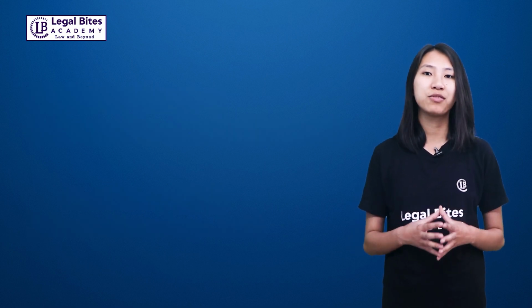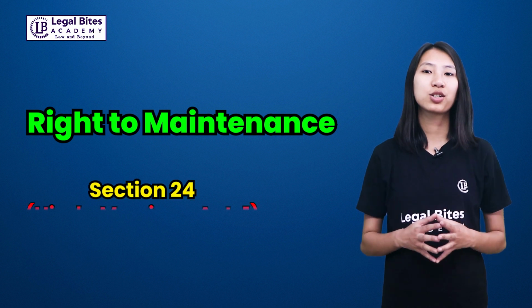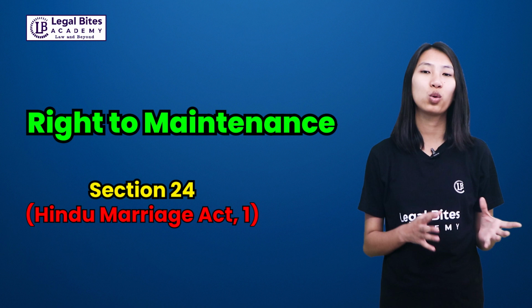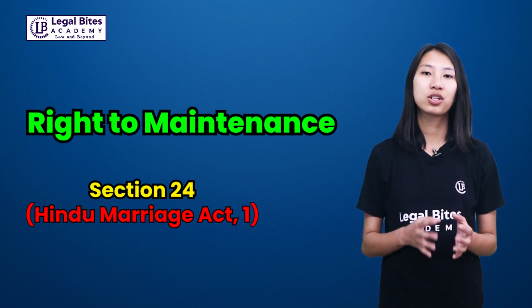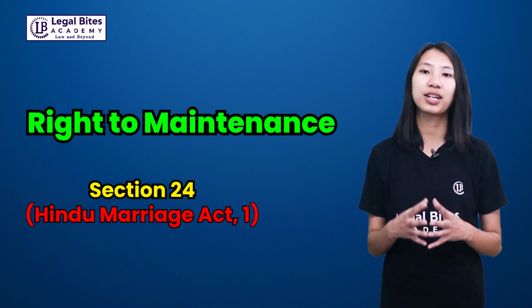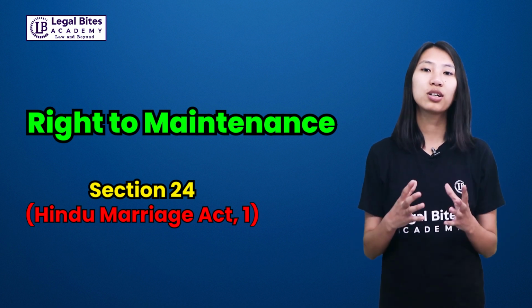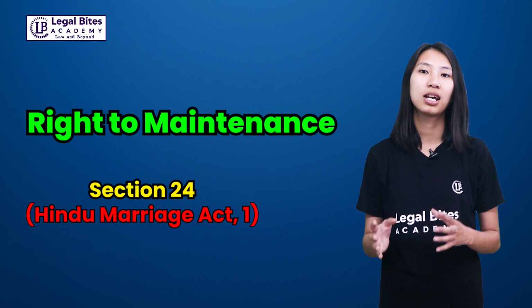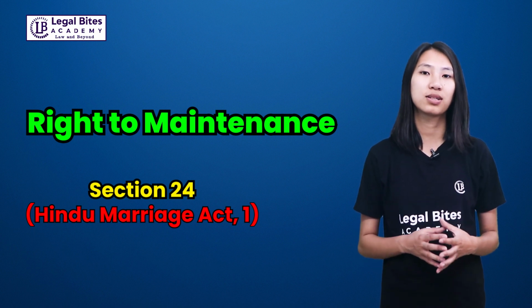The next right we have is right to maintenance. According to Section 24 of Hindu Marriage Act, when it appears to the court that the wife has no independent income sufficient to support herself and the necessary expenses of the proceeding, the court may order the respondent to pay to the petitioner the expenses of the proceeding and monthly as the court finds reasonable.